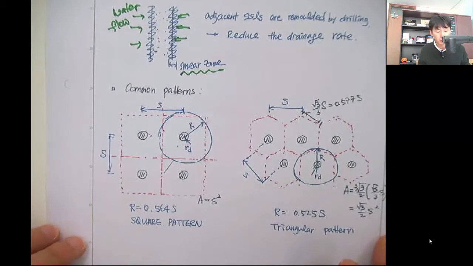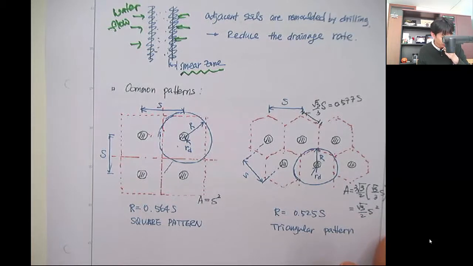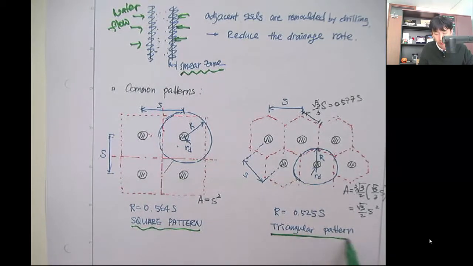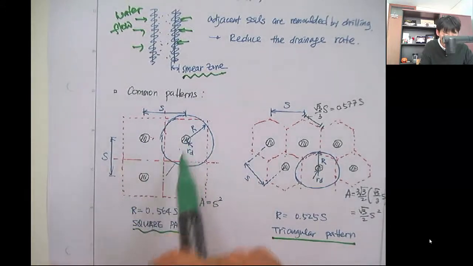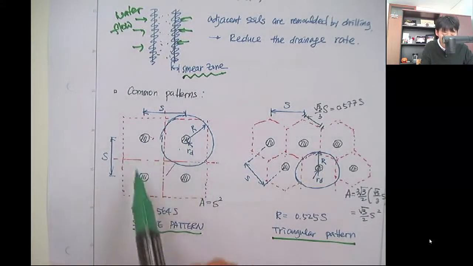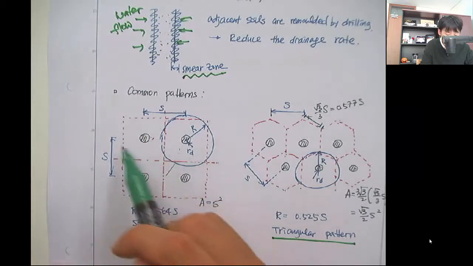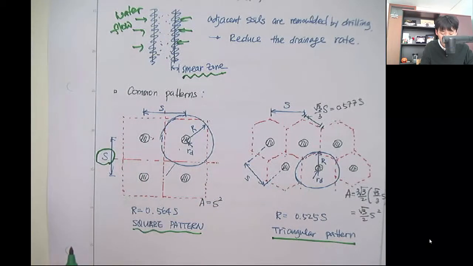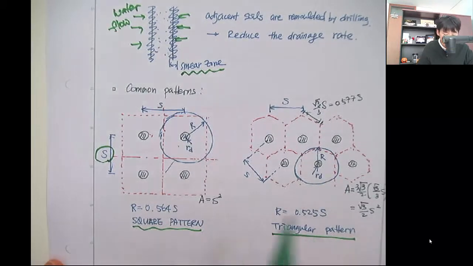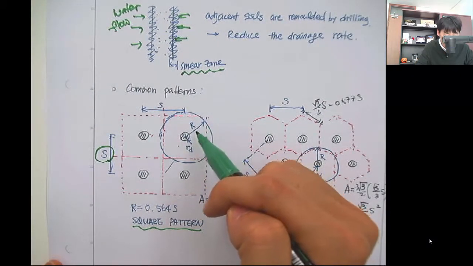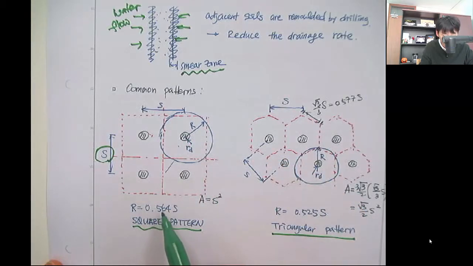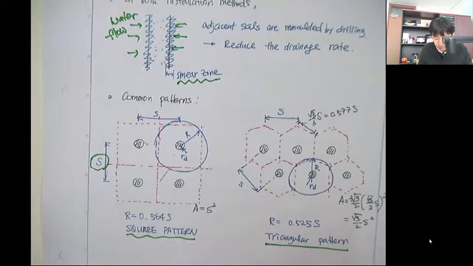The common patterns of vertical drains are the square pattern or the triangular pattern. In the square pattern, the drains are placed at regular spacing in a square pattern. Here the spacing is called S, the capital S, and the influence radius, R, is 0.564 times S. And here the small r_d is the radius of the sand drains.